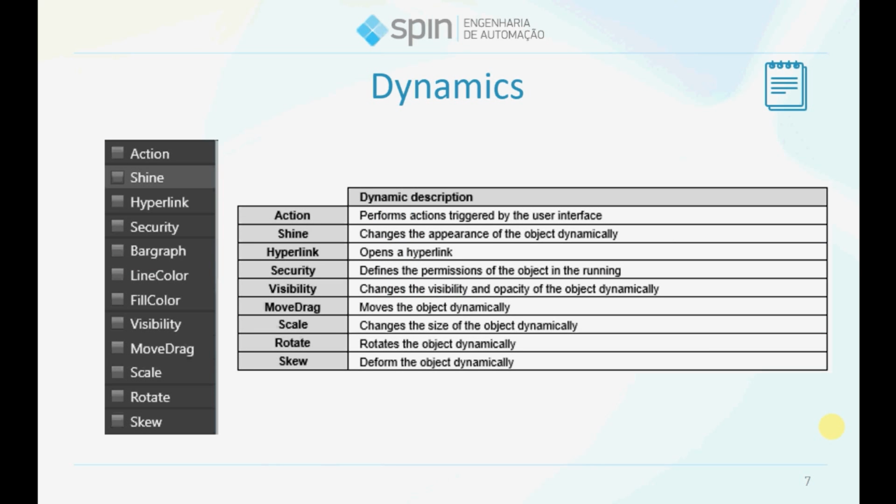Finally, the object dynamics aims, as the name says, to provide dynamics to objects. The action option performs actions triggered by the user interface. Shine changes the appearance of the object with a little animation. Hyperlink opens a website. Security sets the permissions of the object. Visibility changes the visibility and opacity of the object. Move drag moves the object dynamically. Scale changes the size of the object. Rotate rotates the object, and skew deforms the object dynamically.